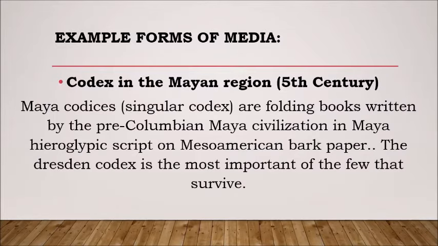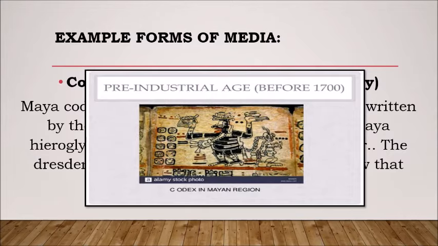Next is the codex in the Mayan region during the 5th century. Maya codices are folding books written by the pre-Columbian Maya civilization in Maya hieroglyphic script on Mesoamerican bark paper. The Dresden Codex is the most important of the few that survive. So this is an example of the codex in the Mayan region.